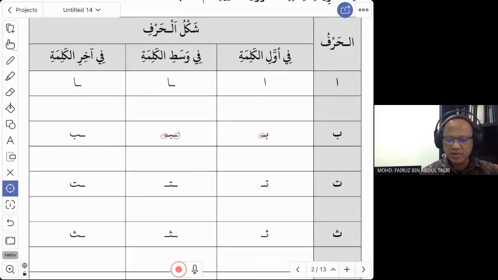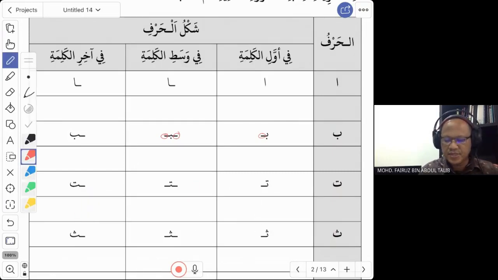The rule for the letter ba is similar to the rule of the letter ta and also tha. So they are the same. For example, let's say you want to join ba. Can it be joined to the next letter? Yes. So you draw a dash. And then you want to join another ba. Look at the middle ba. Oh yes, it can be linked. So you draw another ba. Now let's say you want to add the final ba.